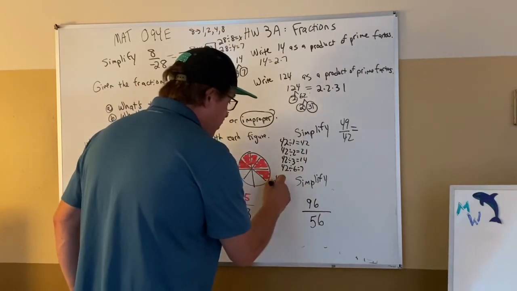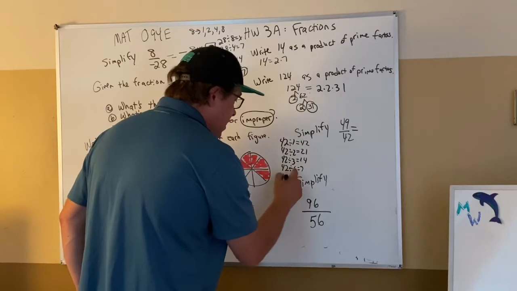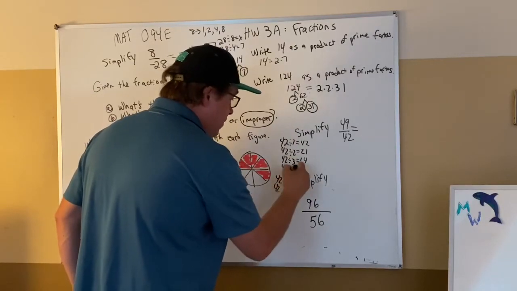Now we see that when 42 tries to divide by 7, it gets a 6, and now we see these are working backwards. 42 divided by 14 is 3.